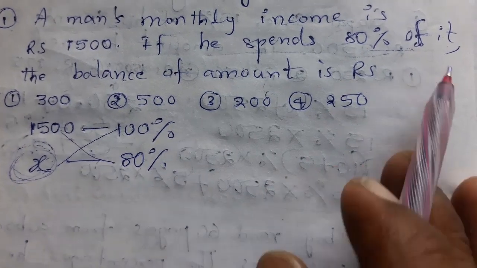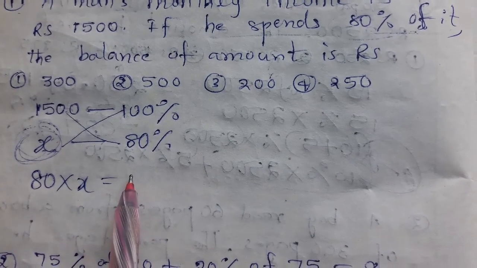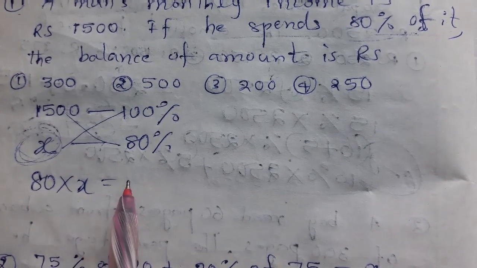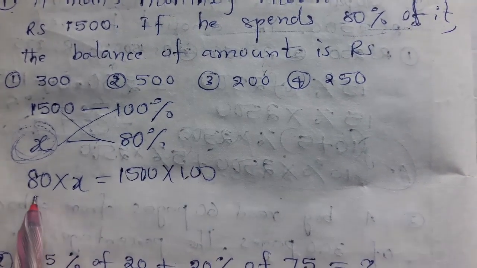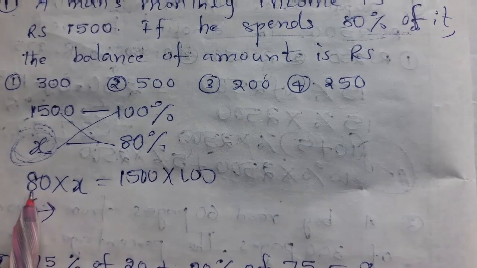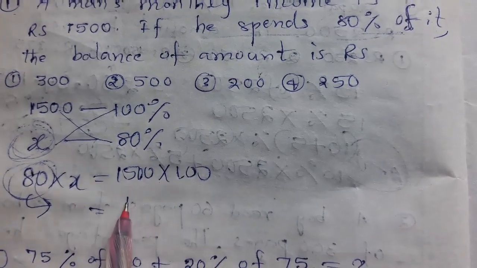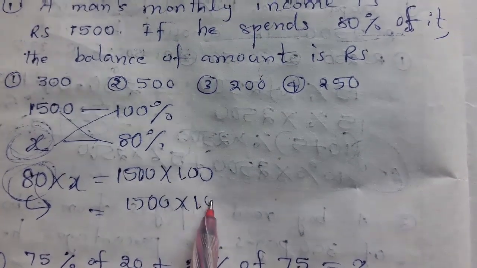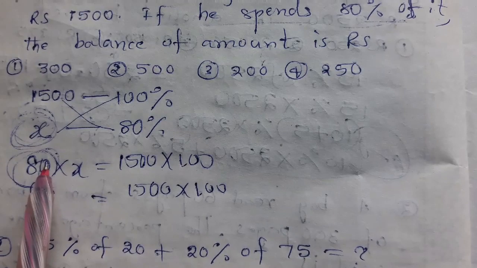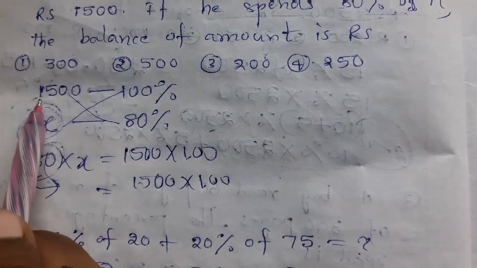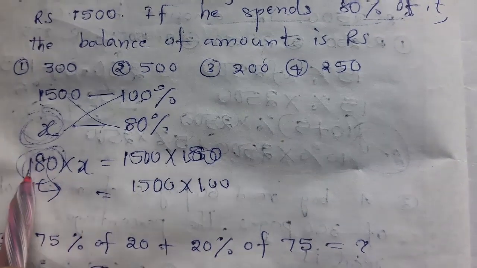So cross multiplication, that means 80 into x equals 1500 into 100, isn't it? Send this 80 from left to right. On the left side it is multiplication, when it goes to the right side it becomes division. Sorry, I have written it wrong. So it is 1500 into 80, and 100 into x, isn't it?